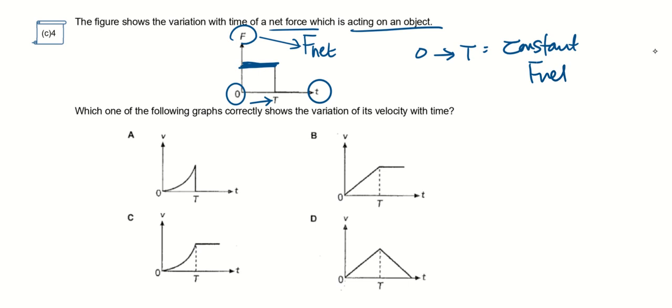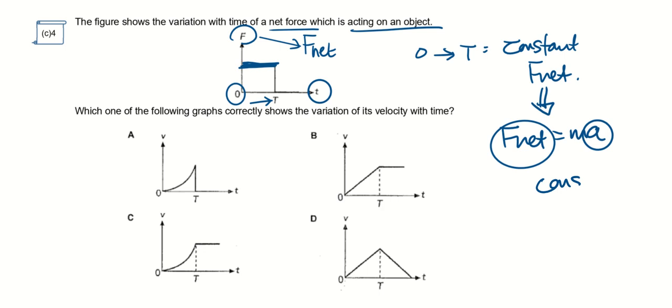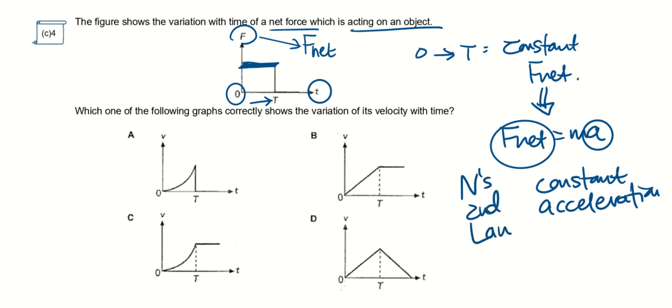So whenever we have F net, what do we think of? Because there is F net equals ma, since F net is a constant value, therefore we will have constant acceleration, right? So this is Newton's second law. Okay, so now we are asked to choose which graph correctly shows the variation of the velocity with time.